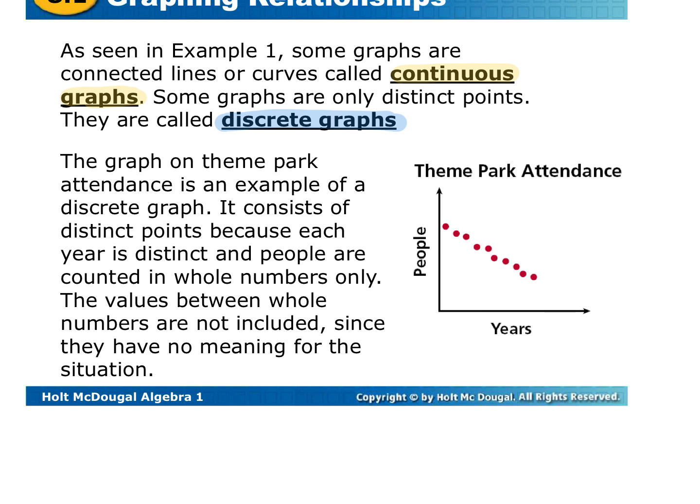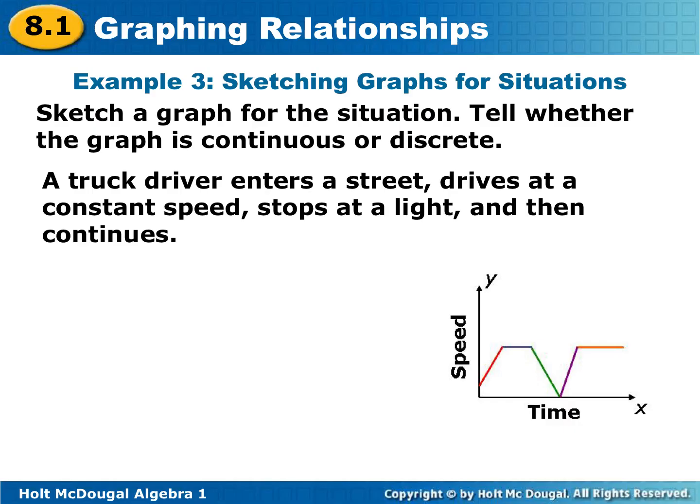So you can see right here, and this does a great example of it down here, all right? Right here, it says it consists of discrete points because in each year it is distinct and people are only counted. The values between numbers are not included since they have no meaning for the situation. That's why a discrete graph goes from dot to dot instead of a connected line. Okay? All right. Now, here is this next situation.